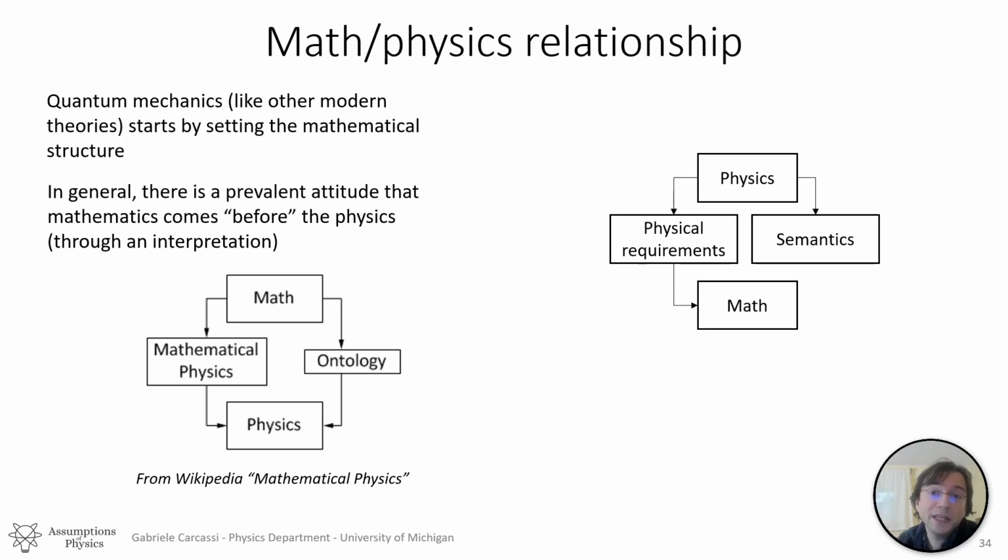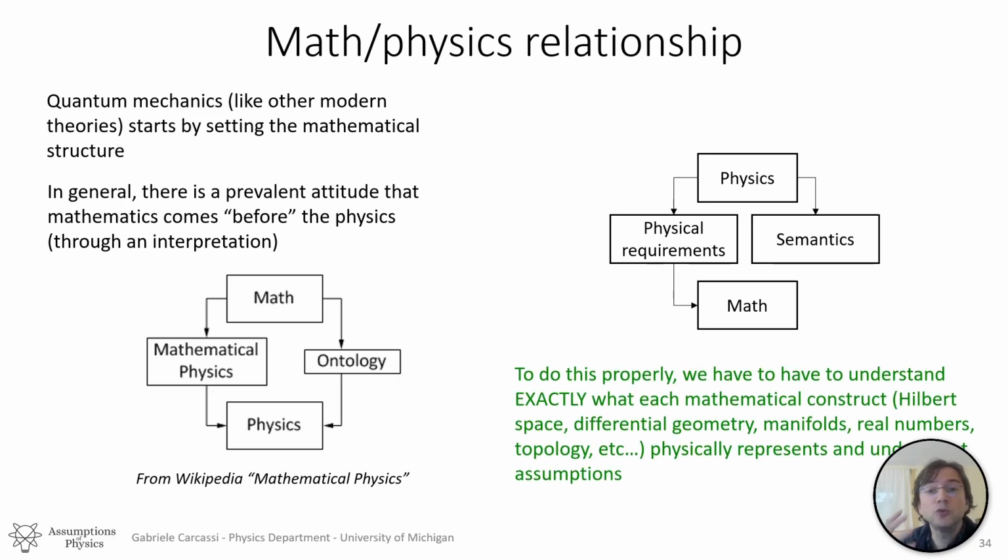And this is kind of what we did here, right? We started with a physical definition of what a composite system is, system dependencies. We put them in physical requirements that then led to the math, and we found the correct math. So what if we could take all of physics and do it like that? Now the issue is that to do that properly, we have to understand exactly what each mathematical construct physically represents.